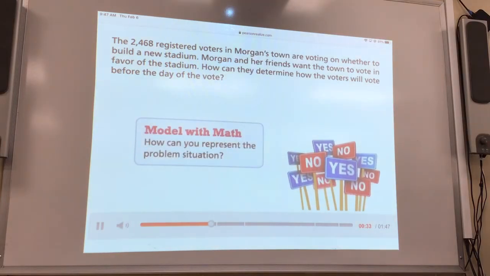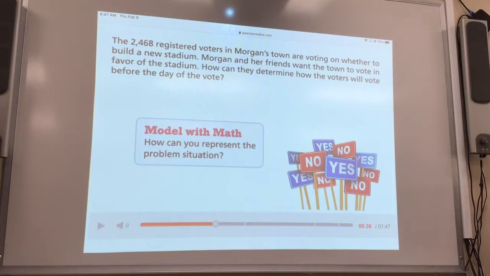How can you represent this problem situation using math? Okay, so first of all, why might they want to know how the voters will vote before the day of the vote? Why would they want to know that? Mateo? So they can get ready, I guess. Yeah, because what did they want? Yes. They wanted people to vote yes. They want a new stadium.